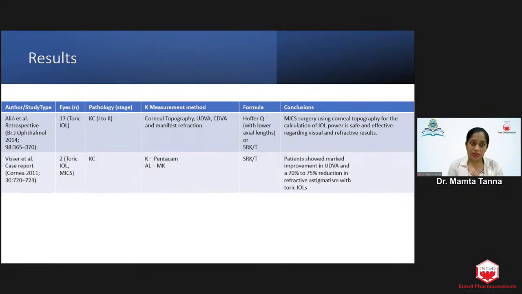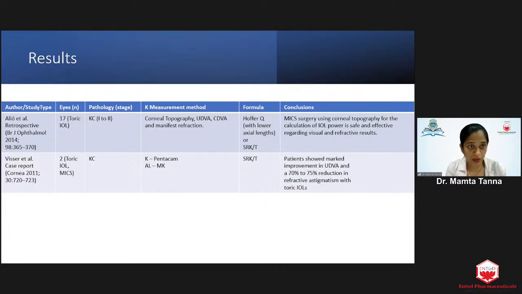Alio et al. In this, he implanted toric IOL in all the cases. Corneal topography was the method of choice for measurement. It also considered visual acuity and refraction. And the formulas used were Hoffer Q and SRK/T. Conclusion: microincision surgeries using corneal topography for the calculation of IOL power are safe and effective regarding visual and refractive results.